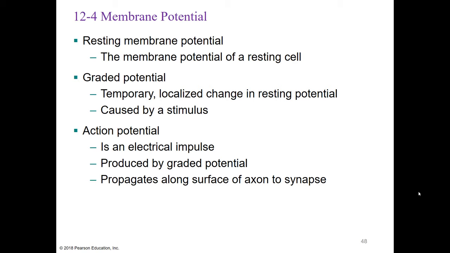Graded potential is the temporary, localized change in resting potential. This is caused by a stimulus. So in this phase, we're kind of getting primed to start communicating. We're getting there. And then action potential is an electrical impulse that is produced by the graded potential and will travel or propagate along the surface of the axon to the synapse, which is what we want.